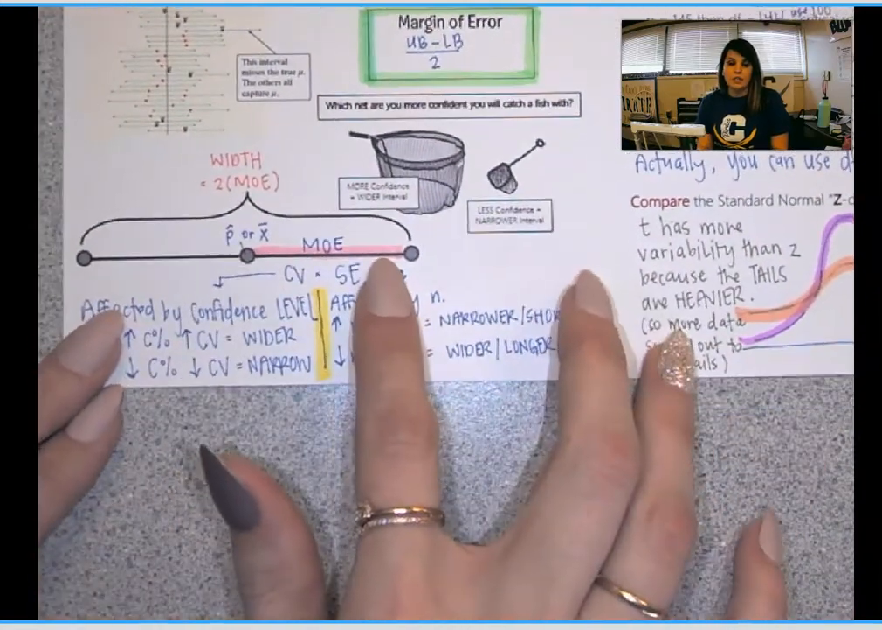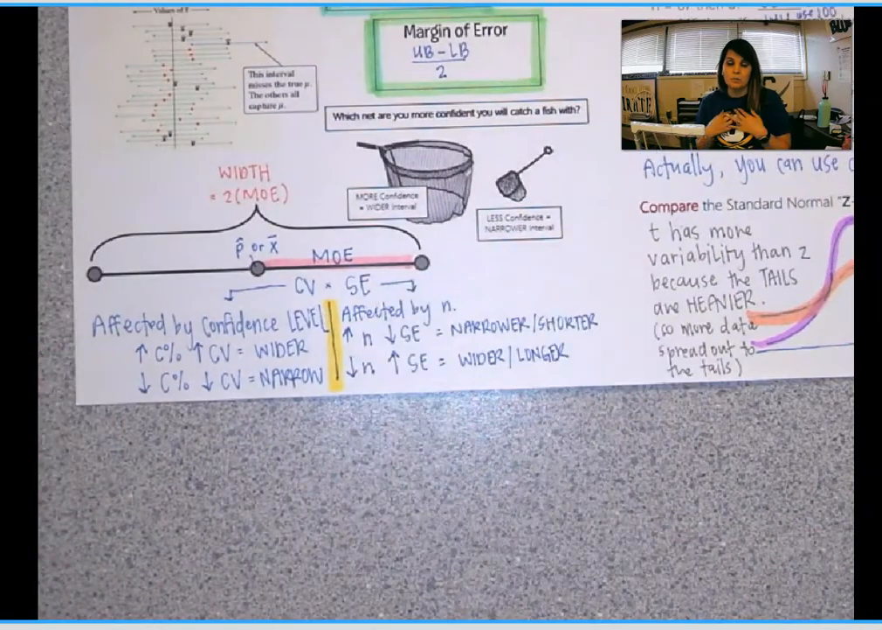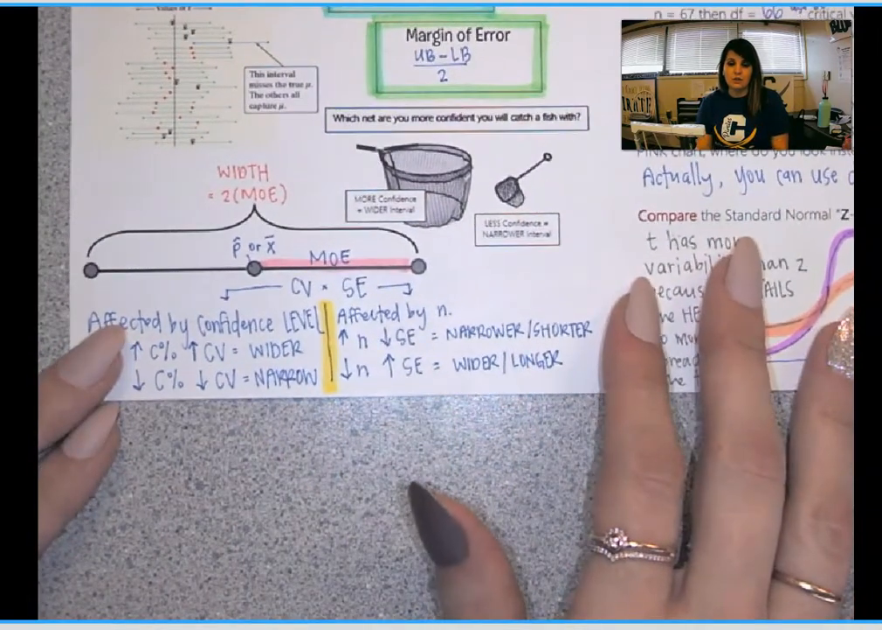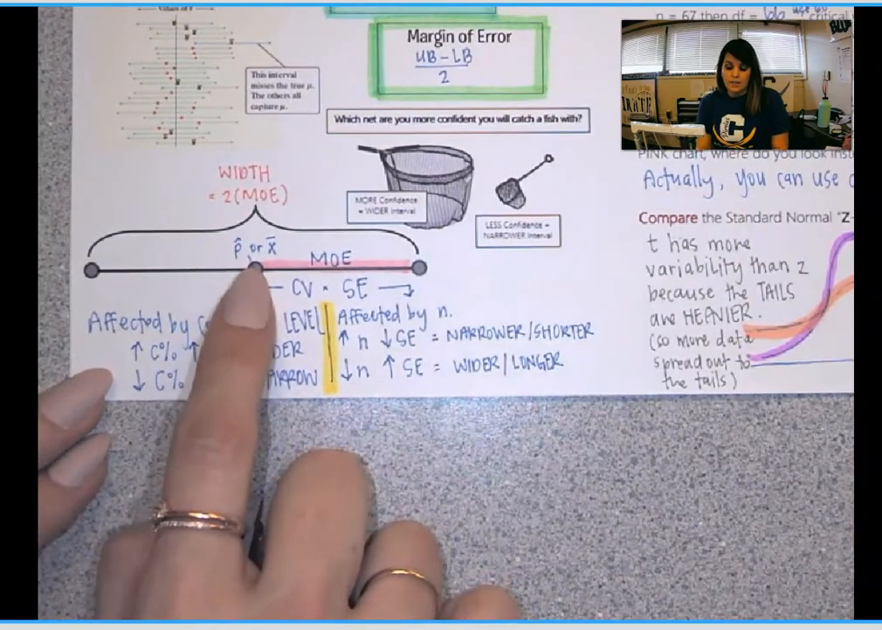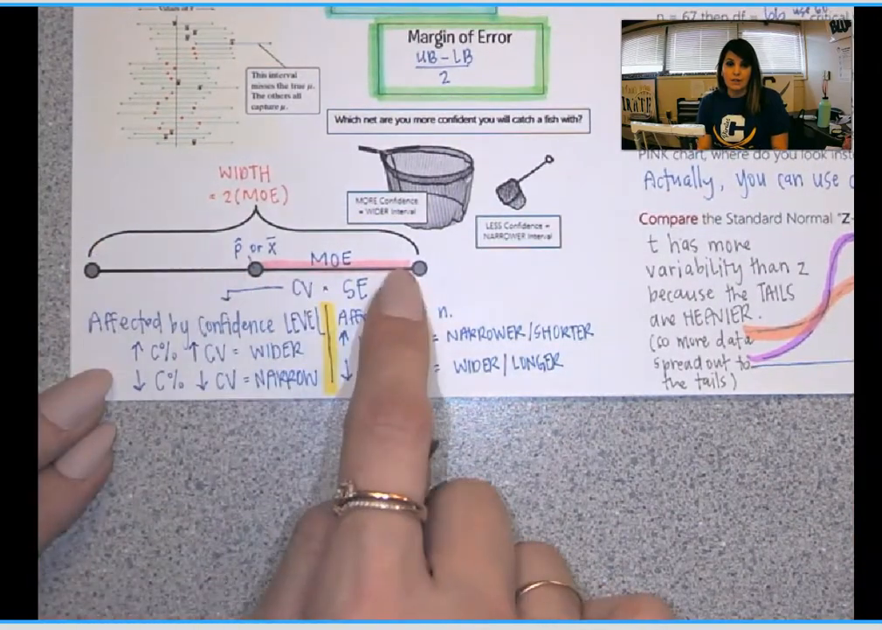This I'm just using to add in all the information that's important to me for a confidence interval. Center is my point estimate. The entire length is my width.